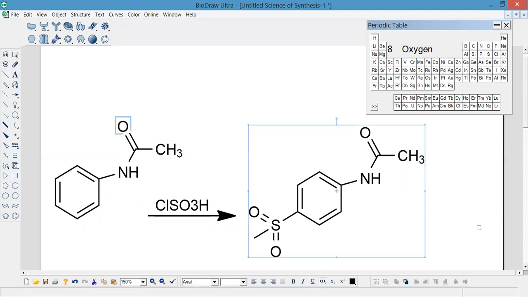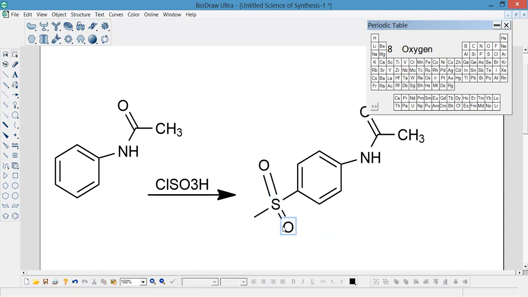Okay, now you can move the bond also here. Select this bond, and you can move this bond like this. You can move this bond also. Okay, this is a sulfonyl group. Just stretch the bond.